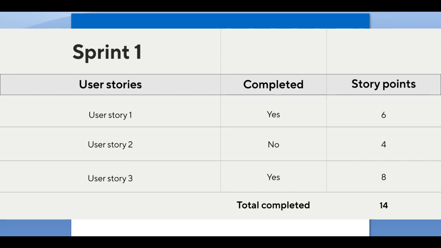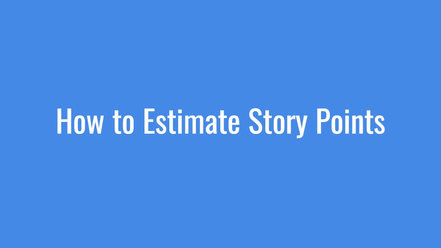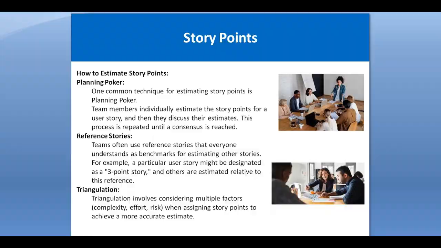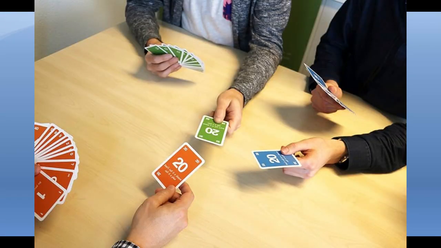Then here is the question: how to estimate the story points? One approach is planning poker. Planning poker is an approach in which the Scrum development team sits in one location, for example in a conference room, and individually they estimate the story point for a user story, and then they discuss their estimates with each other, and the process is repeated until a consensus is reached among the team members. So this is the concept of planning poker.